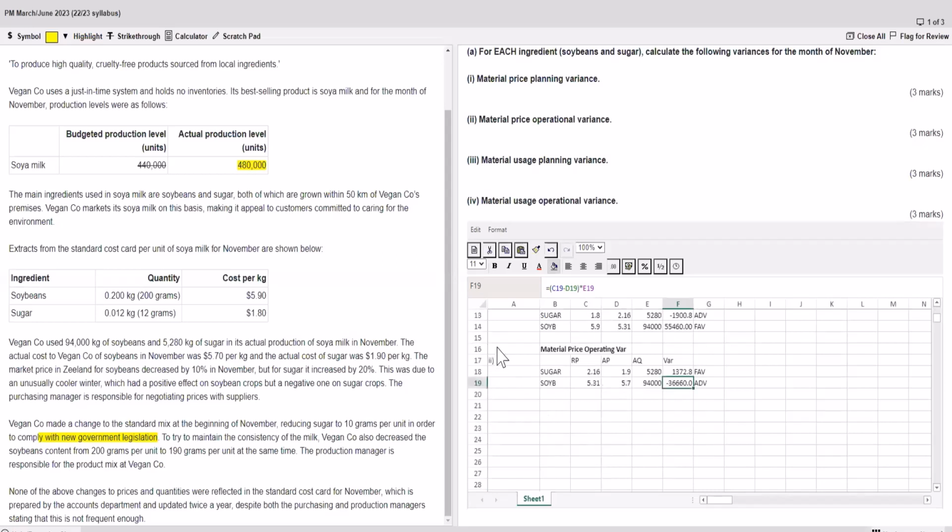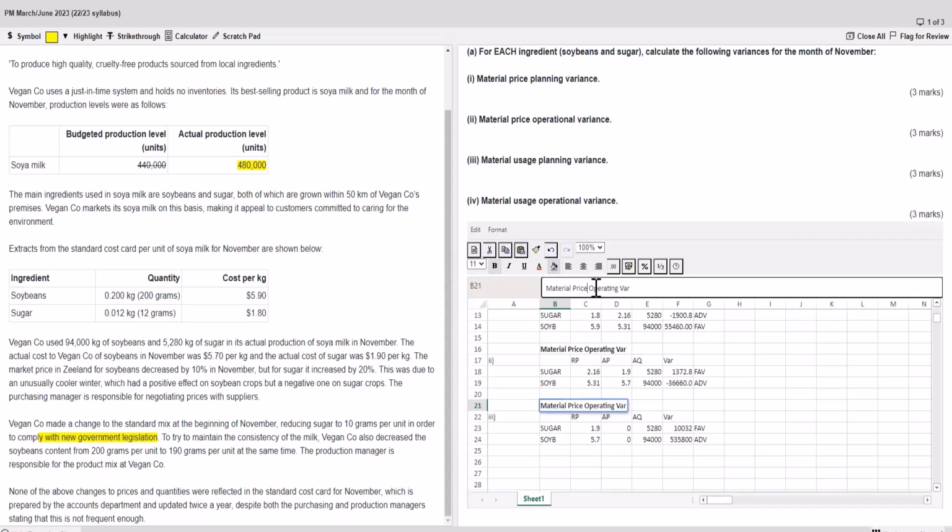Now, again, I am going to literally copy this again because the format's there for me, and then just change the words. All right. So now we're going to change this to be number 3. And it's now going to be the material usage, actually planning. I need to change that to be planning. Usage plan variance. Doesn't matter about my spelling.